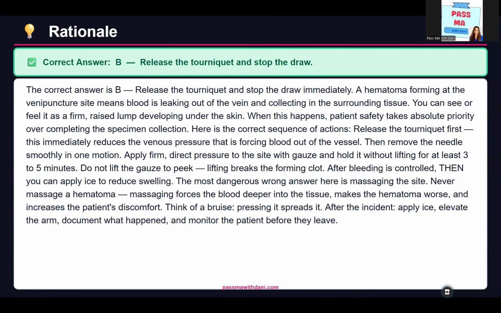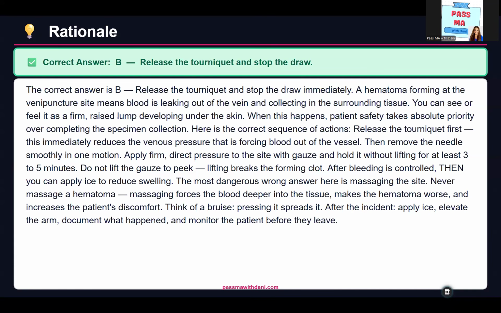So you are going to release the tourniquet first, okay? Once you release the tourniquet, then you are going to remove the needle smoothly and in one motion. From there, you're going to apply firm direct pressure to the site with gauze and hold it without lifting for about 5 minutes.